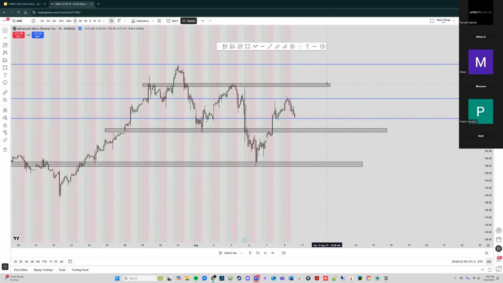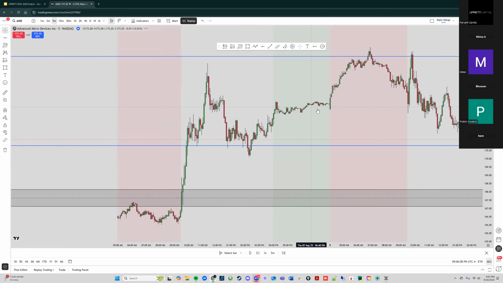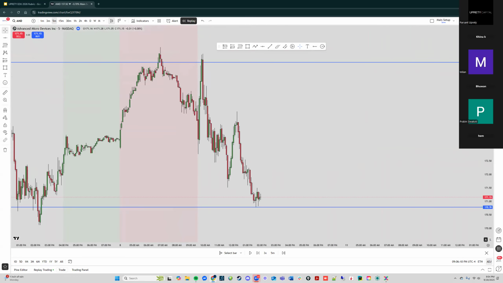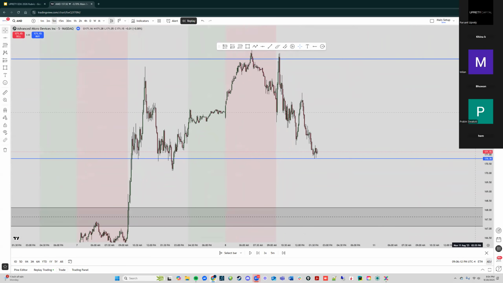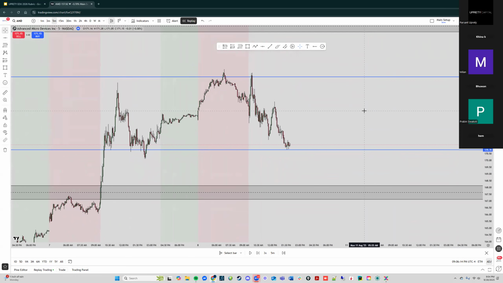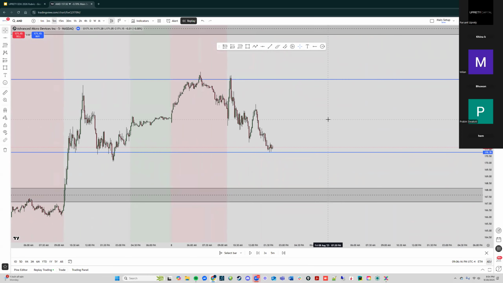Okay, so we have AMD here. We're going to trade on the 5 minute time frame. Every trade you guys take, I want a full explanation on why you took the trade, and then we're going to put our risk reward, and then you tell me if you still want to take the trade or not. Okay, let's go and get started here.